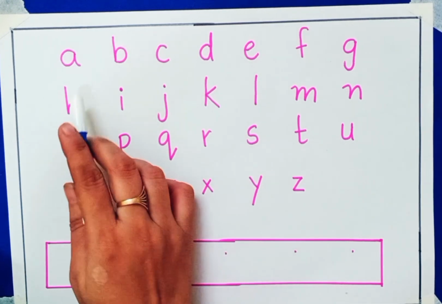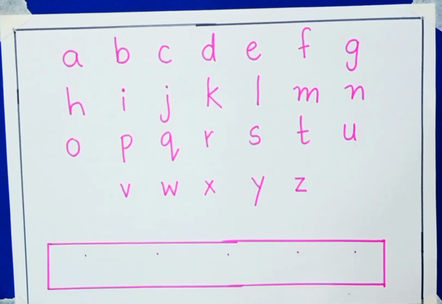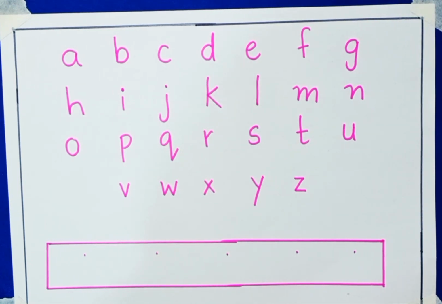So these are letters A to Z and we have to find out the vowels. Vowels are A, E, I, O, U. So let's circle the vowels.